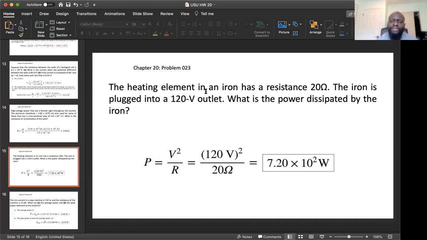So power is current times voltage. Is that okay? But another formula for power is voltage squared over resistance, because current is voltage over resistance. So it's voltage over resistance times voltage. That's why you have voltage squared over resistance as power. So it's going to be 120 squared over 20. You're not given the current, so you find current as voltage over resistance from Ohm's law and multiply that by voltage.